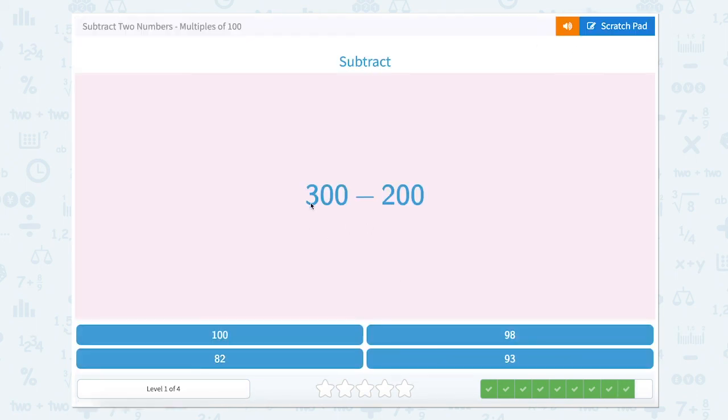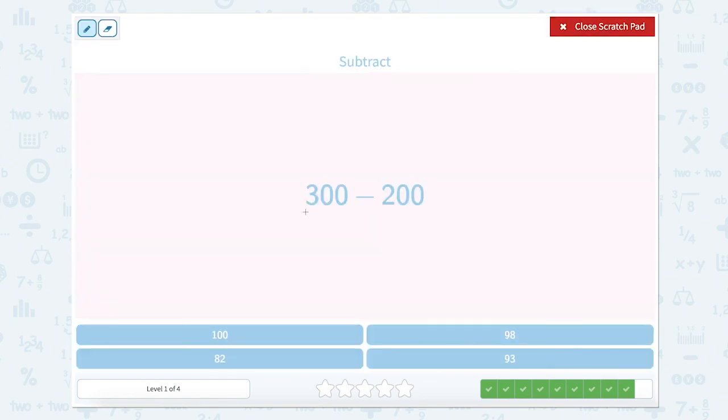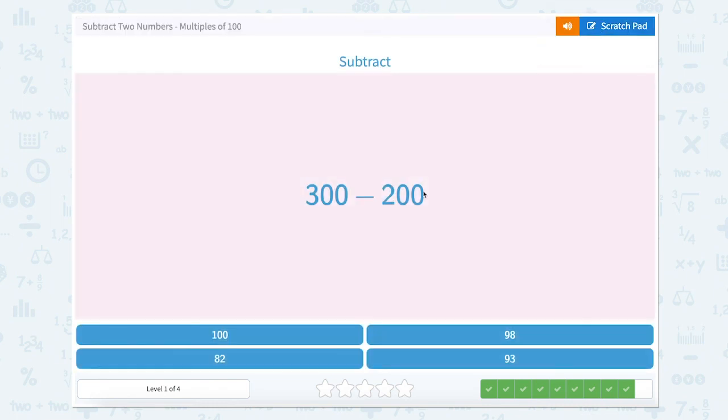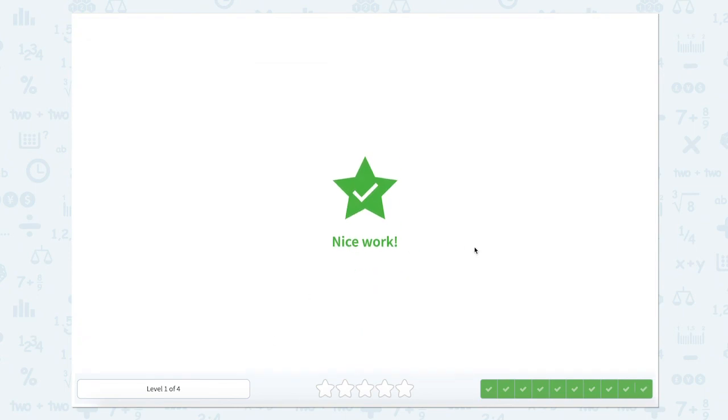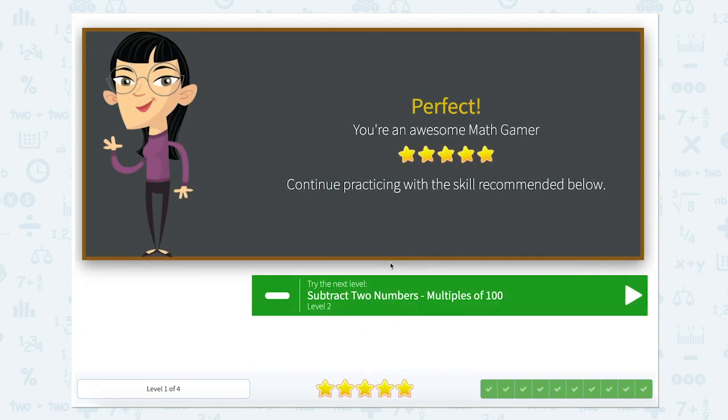Our last one, 300 minus 200. Again, we're just going to focus on the digits in our hundreds place. There's a 3 in our hundreds place here and a 2 in our hundreds place here. So 300s minus 200s, or 3 minus 2, leaves us with 100. Nice work. Subtracting with multiples of 100. Nice job.